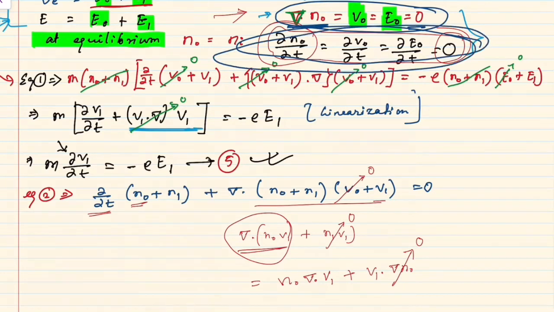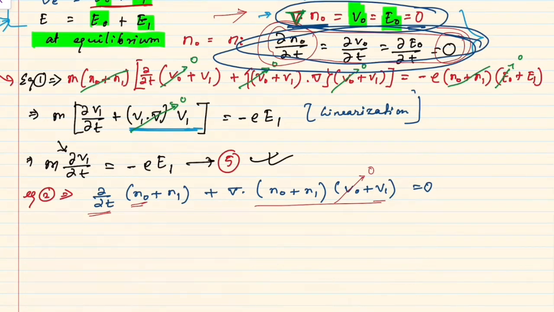Okay, so from this relation we have got this thing is 0. So that means this equation is now reduced to del n1 by del t plus n naught del dot V1 is equal to 0, and this is, suppose, equation number 6.